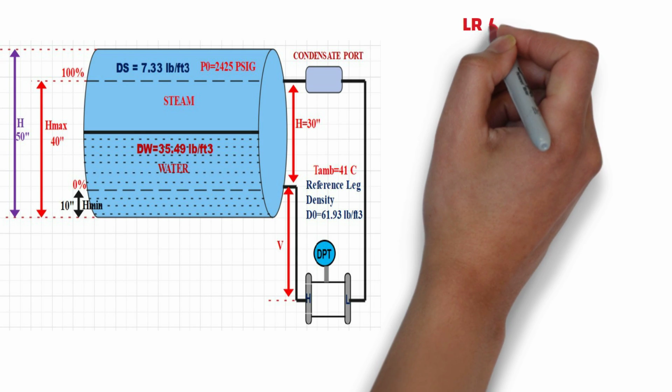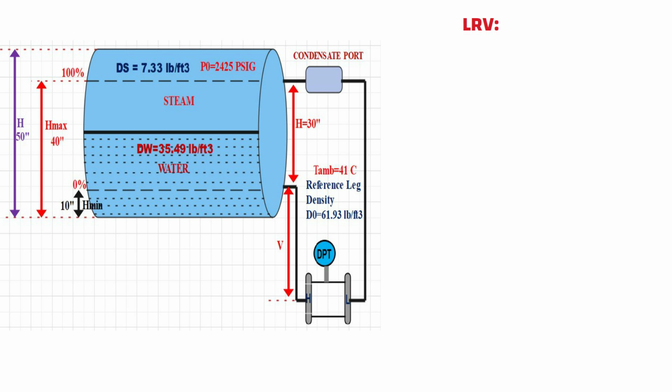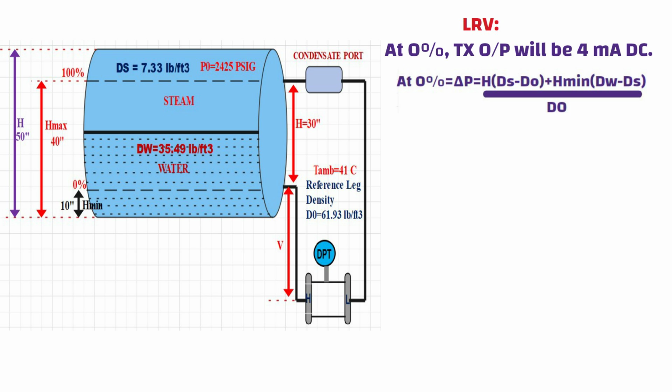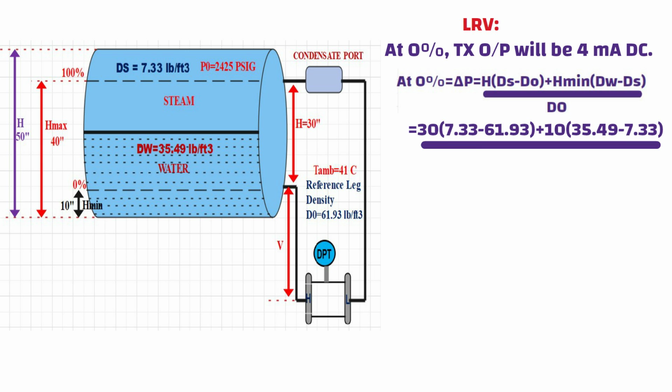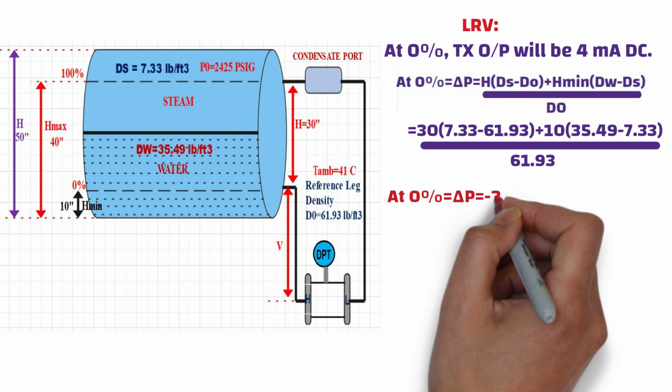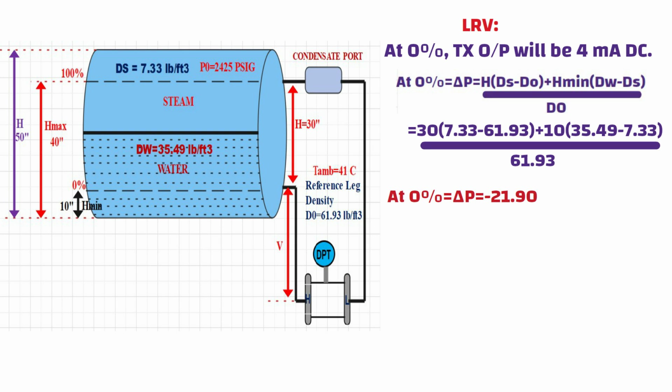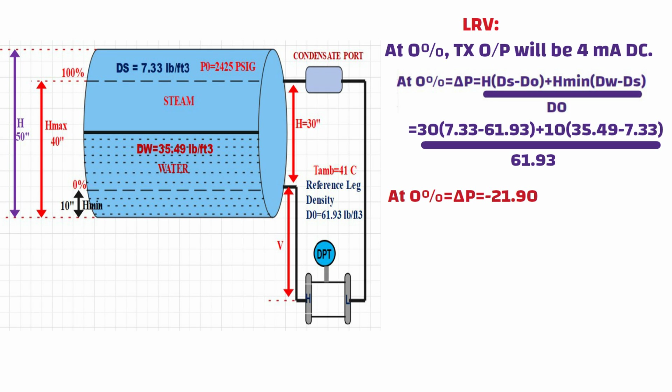First of all, let's calculate the lower range value of this transmitter. It is also the 4 milliamperes output value of the transmitter. Now, put all the process variable values into this equation, and do the simple math calculation to find the lower range value. When you do the math calculation, you will get minus 21.90 inches of water column. In other words, when the differential pressure value is minus 21.90 inches water column, the transmitter output will be 4 milliamperes DC.